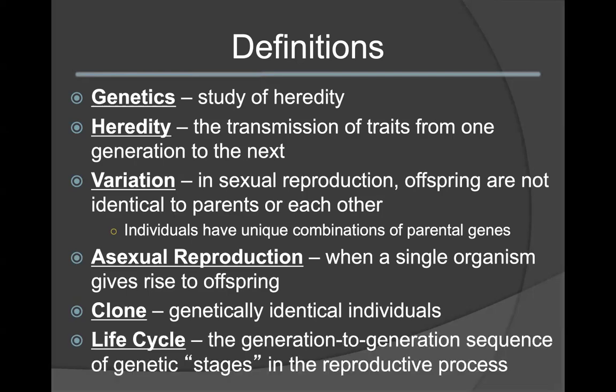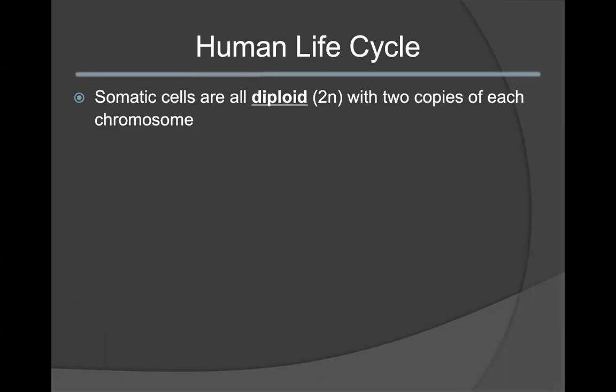The study of heredity and genetics can be done through the use of a life cycle. This provides the generation-to-generation sequence or genetic stages in the reproductive process. If we take a look at the human life cycle, we know from the previous lecture that somatic cells are considered to be diploid because they have two copies of each chromosome. In somatic cells in humans, we have 46 chromosomes, 23 originated from our mother and 23 originated from our father. Hence, we are considered to be diploid with two copies.